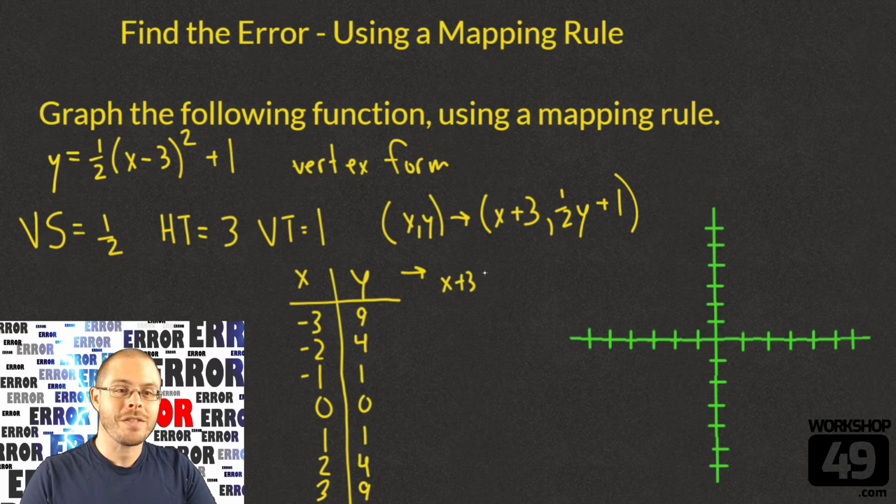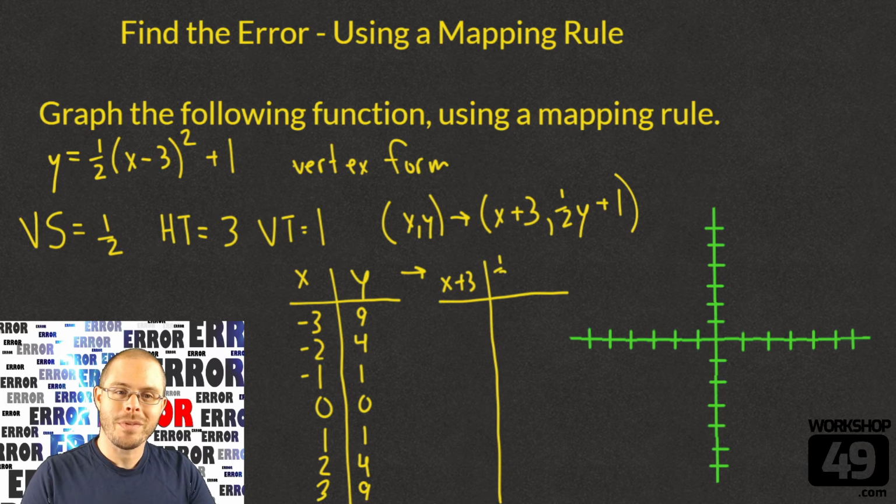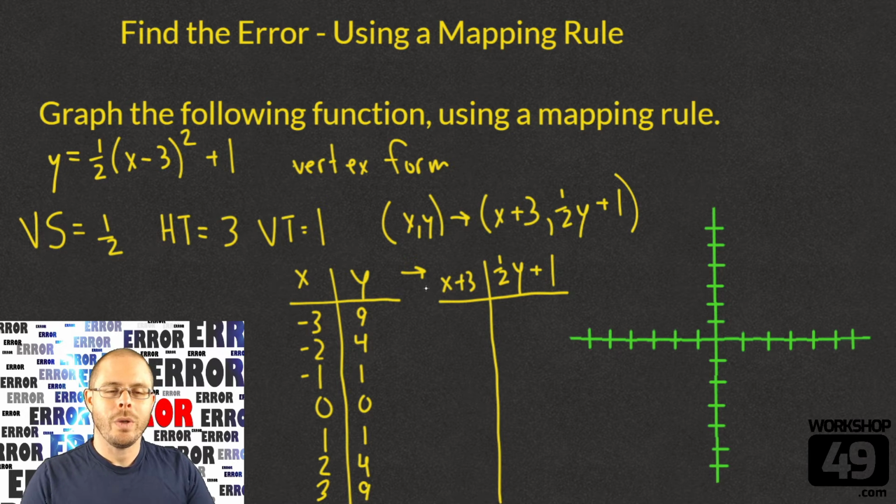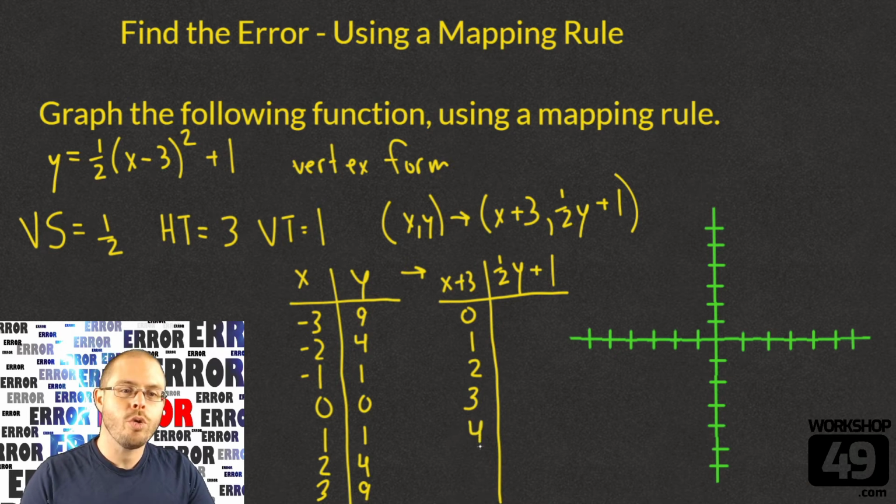I can create my little transformed table so that I can get my new set of points, and my transformed table is going to be x plus 3 and 1/2 y plus 1. So let's go ahead and add 3 to all of our x values. So we started off with a -3. We can transform that by filling it into the x plus 3 and turn that into a 0. The -2 plus 3 is 1, -1 plus 3 is 2, and so on. We can figure out the pattern and work our way down the table until we get to the 6, because 3 plus 3 is 6.